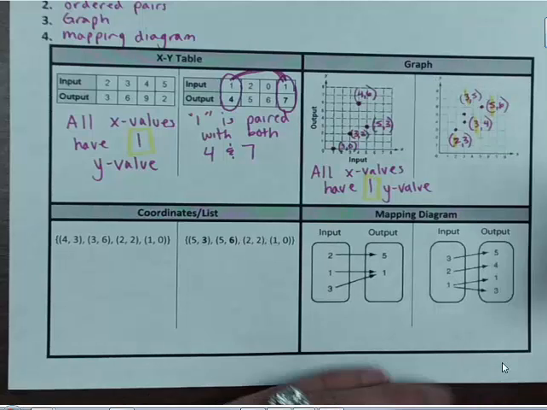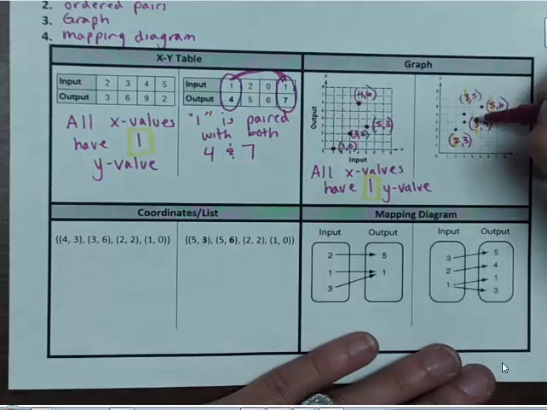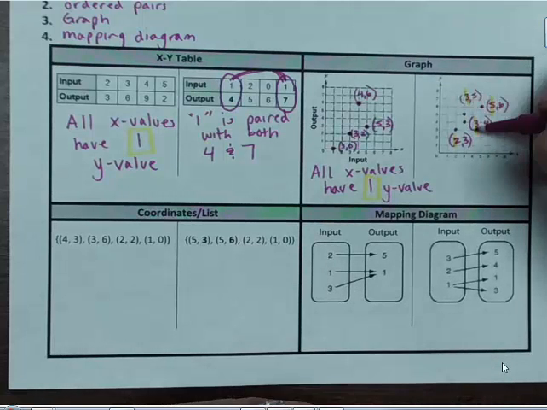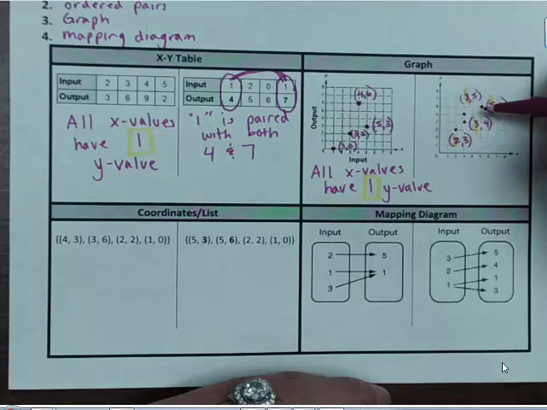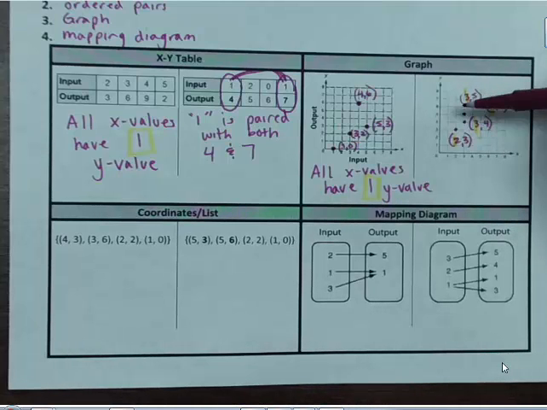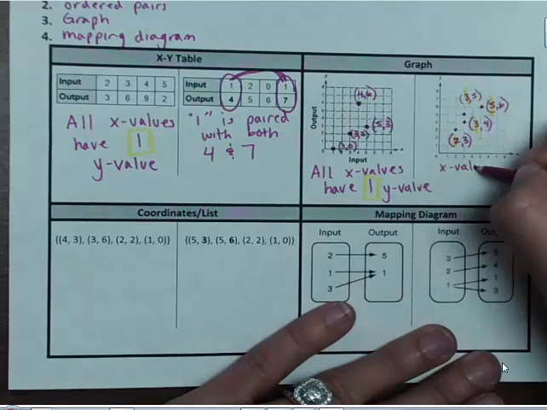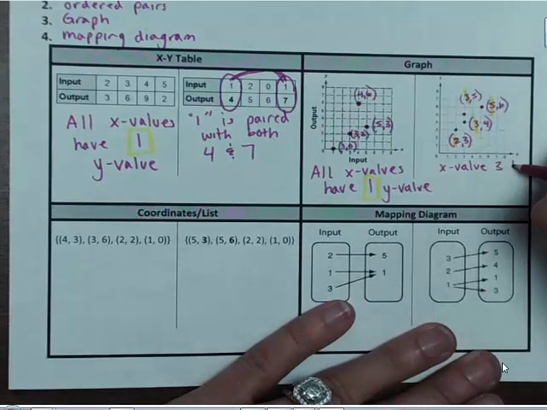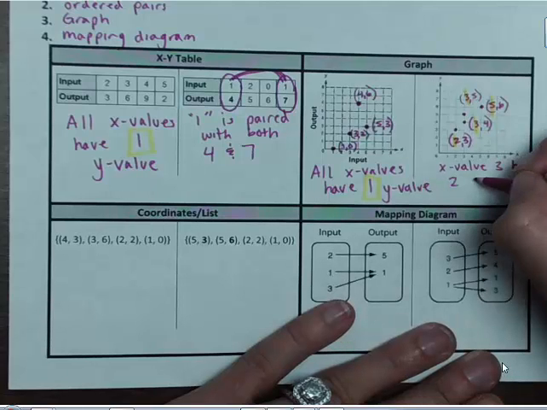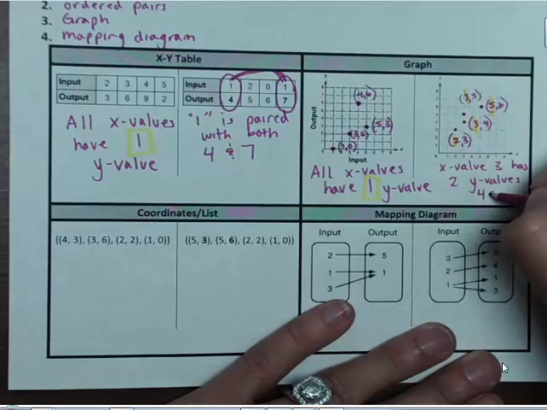I see that I have 2 input values that are the same, which are 3. And I know that the x value has to have only 1 y. However, this 3 is matched up with a 5, and this 3 is matched up with a 4. Therefore, this is not a function. The x value of 3 has 2 y values, or 2 outputs, which are 4 and 5. So this is not a function.